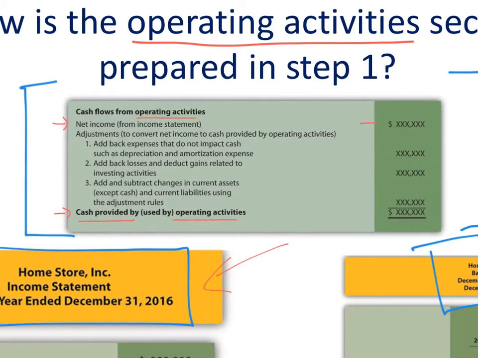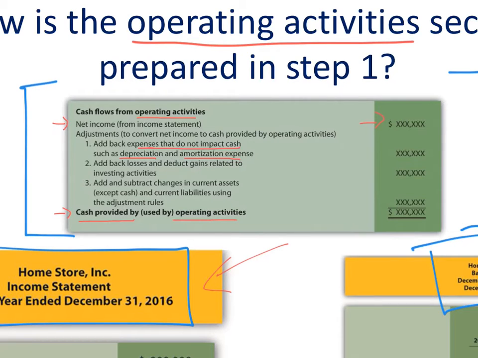So we're going to add back any expenses that do not impact cash. And the 2 that are most common are depreciation related to our long-term assets and amortization related to our intangible long-term assets. So those are non-cash expenses that were deducted to get to net income at the top here. And so we need to add those back in because they're non-cash, and we want cash activity only.